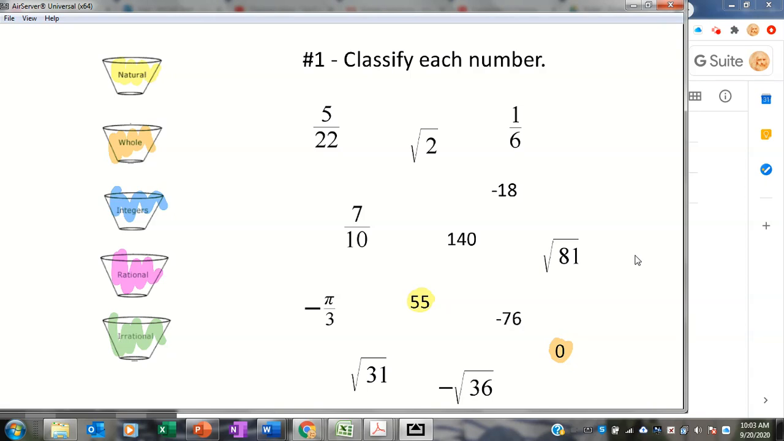And I see that I skipped one. There is another natural number here. 140 is also another natural number. So we'll get that one highlighted.